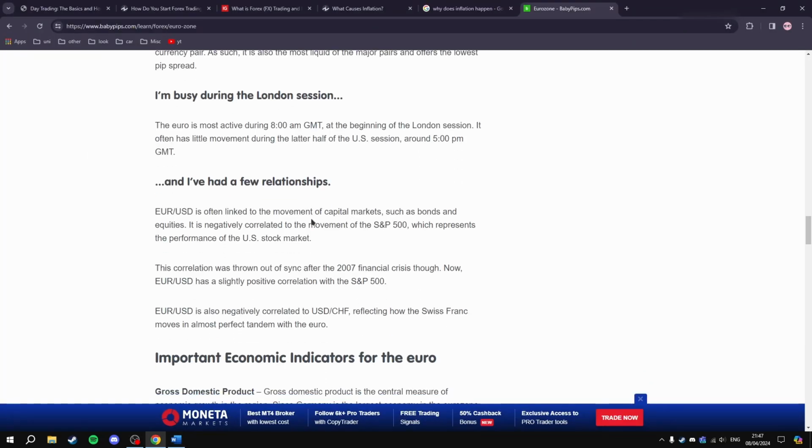I'm busy during the London session. The euro is most active around 8 AM GMT at the beginning of the London session. It often has little movement during the latter half of the US session around 5 PM GMT.